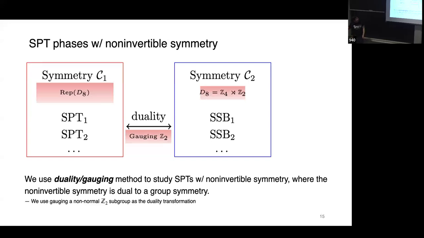Yes, we are mainly gauging the non-normal Z2 subgroup as the duality transformation. And in 1+1D, we are interested in Rep D2N, which is dual to the D2N symmetry. And I will illustrate this method using the example of Rep D8.